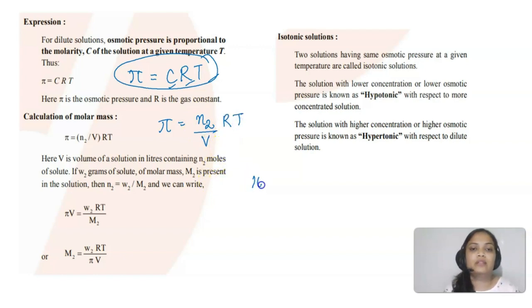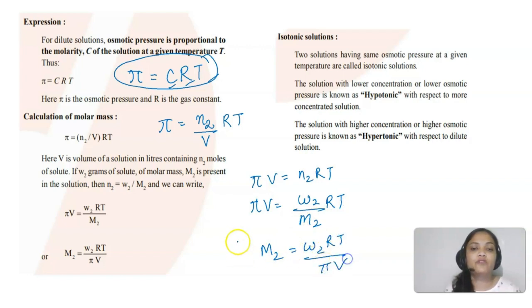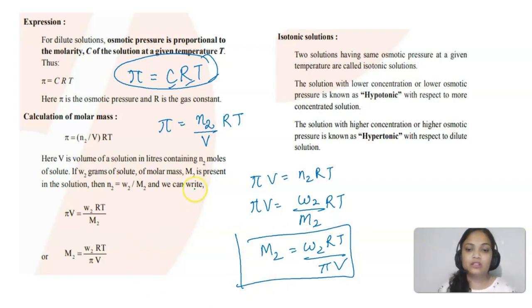So from here you can say πV is equal to n2 into RT. Now again, number of moles of solute means weight of solute upon molar mass of solute, into RT. So from here M2 will be W2 RT upon πV. So again from this, you can see one common thing: from all these colligative properties you can calculate the molar mass of the solute.